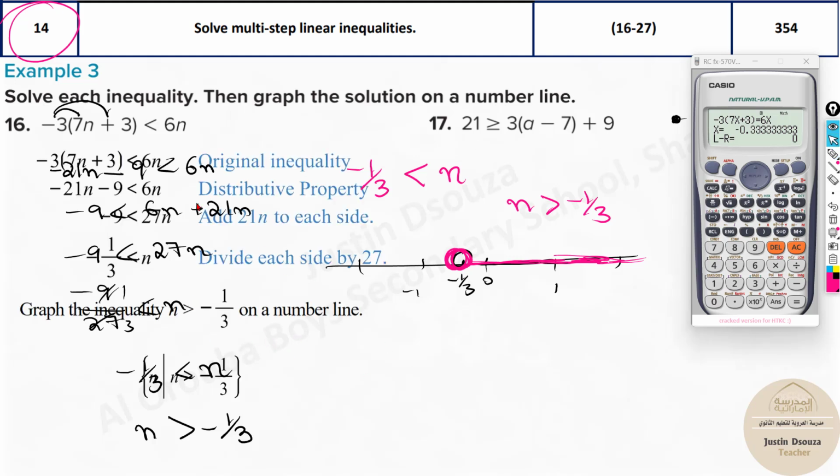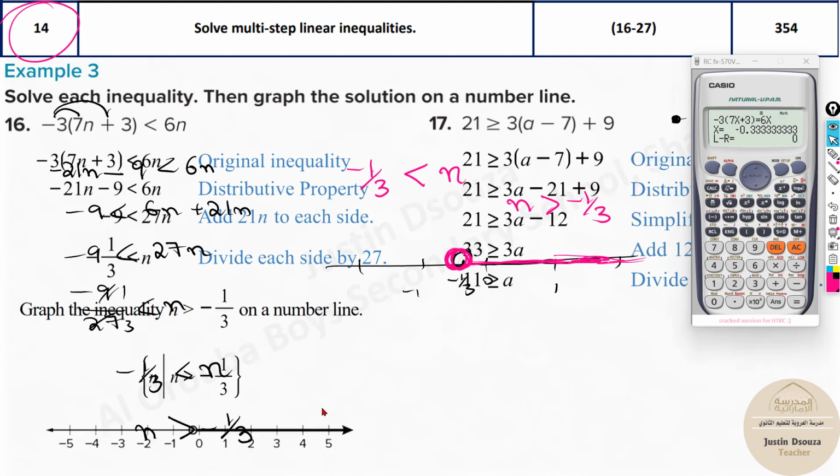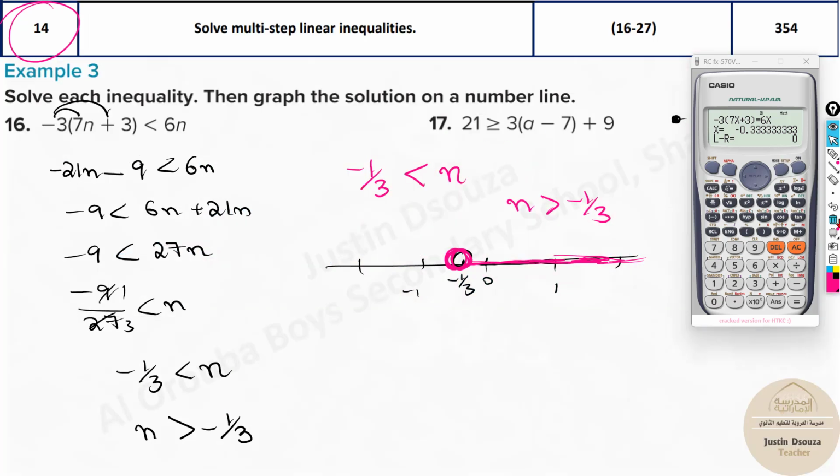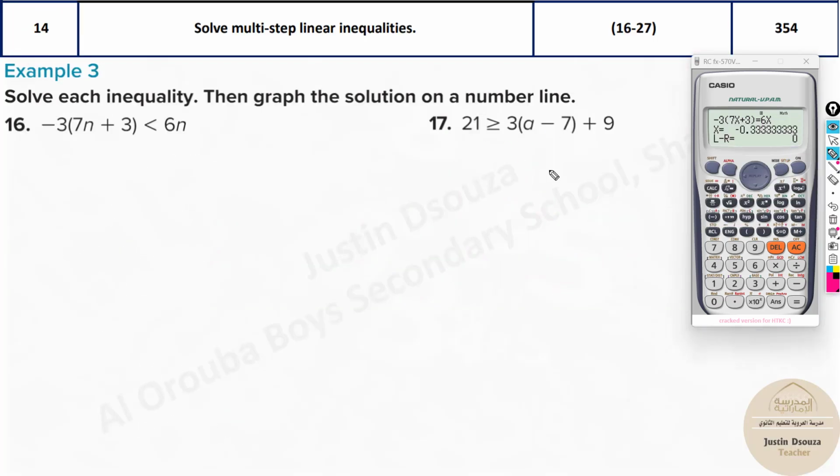It's done. You can see the steps later on. It's n greater than negative 1/3. Now over here, what we will do is we will do the next one in the calculator directly. But don't forget, now this is very simple because there's only one variable. There's nothing much in this.